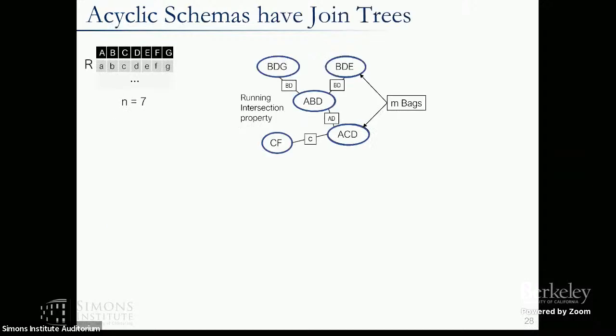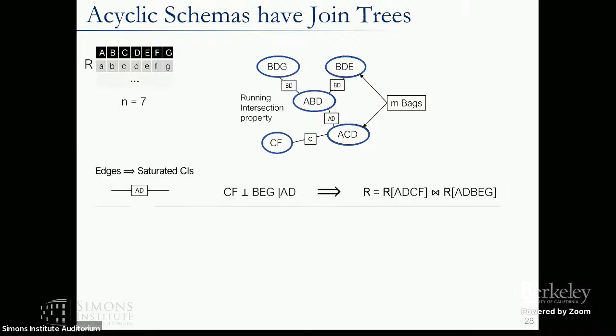Okay, so you might have noticed, what is so special about these acyclic schemas? They are basically join trees, right? In an acyclic schema, we have the bags, we have the running intersection property. Each one of the edges basically represents a saturated conditional independence, right? So for example, here the edge AD, what it means is that these two sets of variables given AD become independent. Or we can say that this join dependency holds.